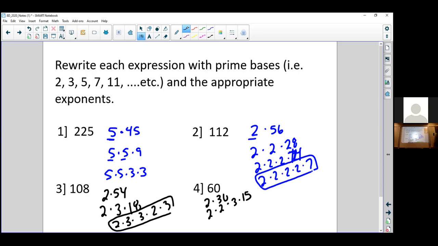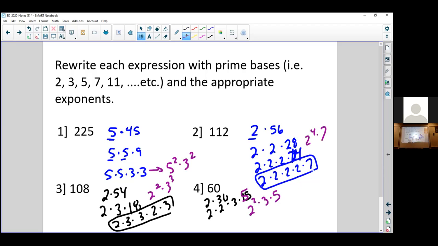Okay. Now they want to have us list these with the appropriate exponents. So this is the same thing as 5 squared times 3 squared. This one is 1, 2, 3, 4, so this is 2 to the 4th times 7. This is 2 to the 2nd. Oops. I messed up on this one, didn't I? 2, 30. That should be a 5. Is that right? Yeah. 2 squared times 3 times 5. And then this one is 2 squared, 3 to the 3rd.